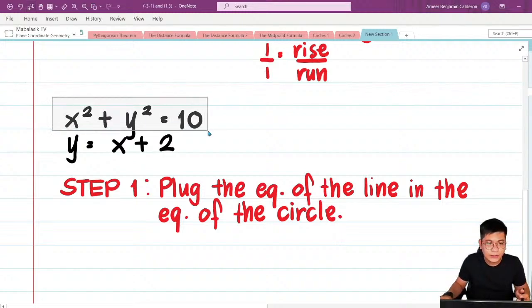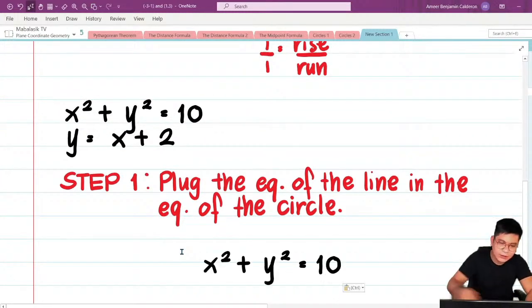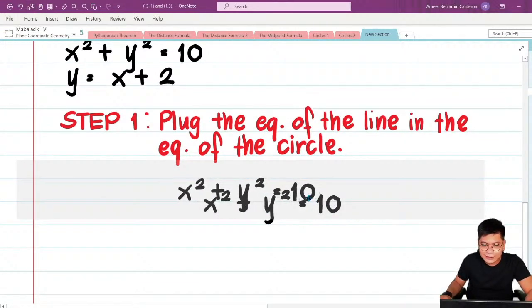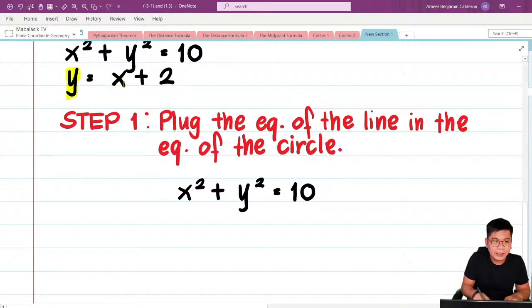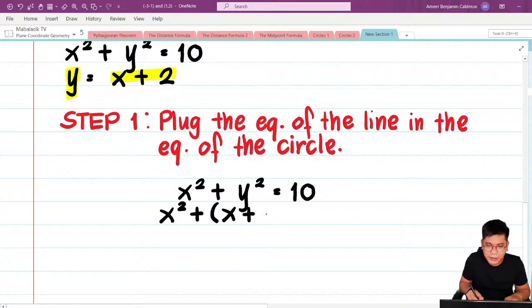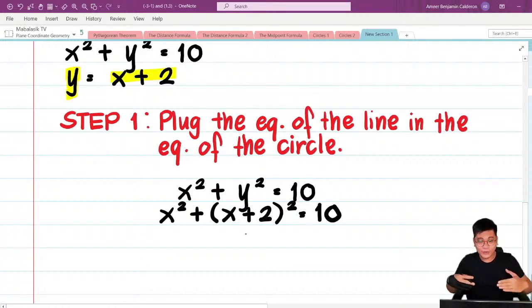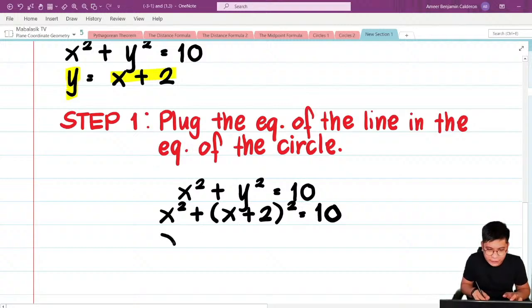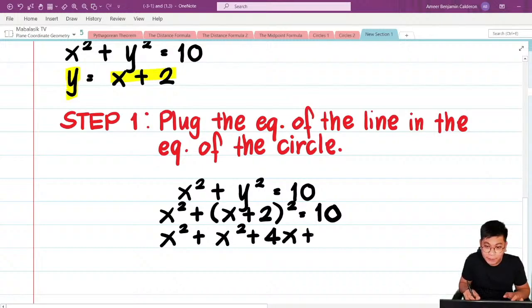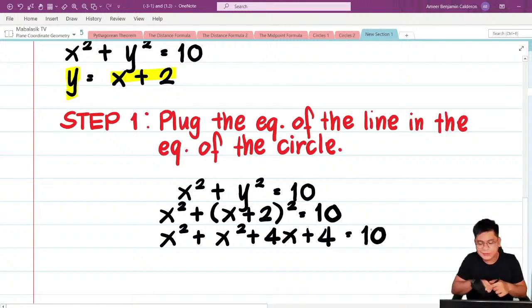So, if we have our equation of the circle right here, which is x squared plus y squared is equal to 10, and the equation of our line is y is equal to x plus 2, instead of y, I will write x plus 2. So, we have here x squared plus the quantity x plus 2 squared is equal to 10. And then, I can now solve for x because all my variables are now x. So I think I can expand this. So we have x squared plus x squared again plus 4x plus 4 is equal to 10. And then this is just simple algebra.